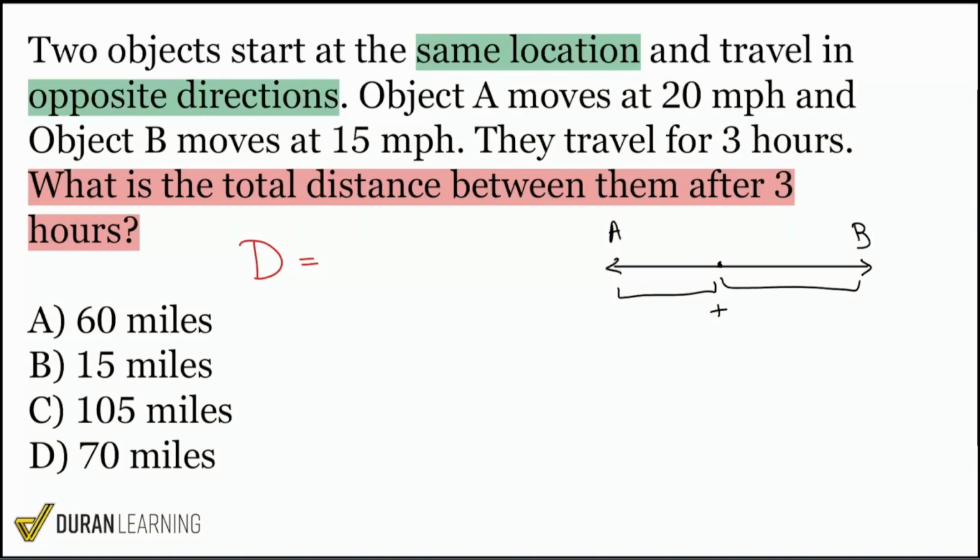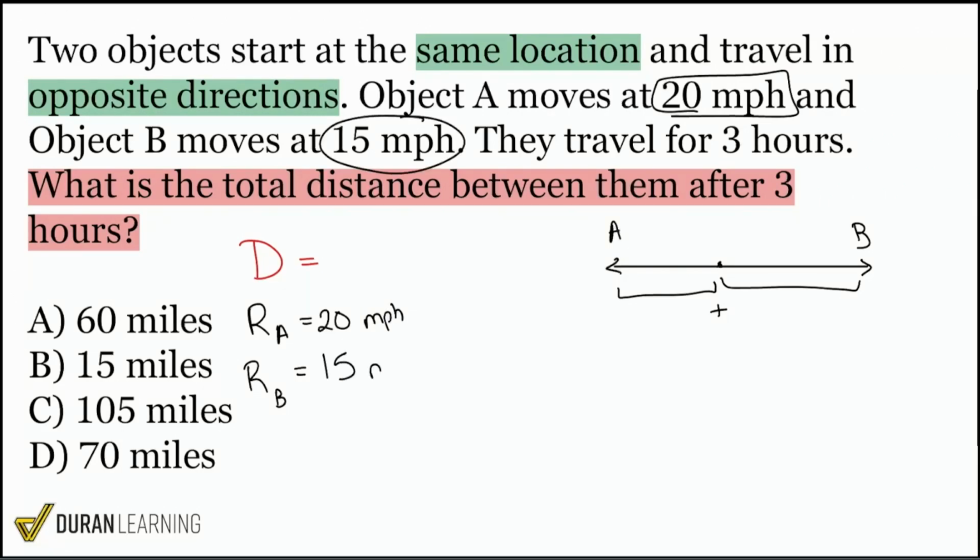So we have two rates. The first rate for object A, it's 20 miles an hour. The second rate for object B is 15 miles an hour right there. Again, both miles per hour. Because we are working in opposite directions, we can add those rates. So let's get the true rate here. Everybody, what is 20 plus 15? 35, correct. Exactly.